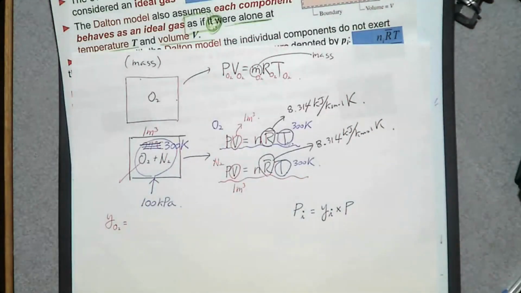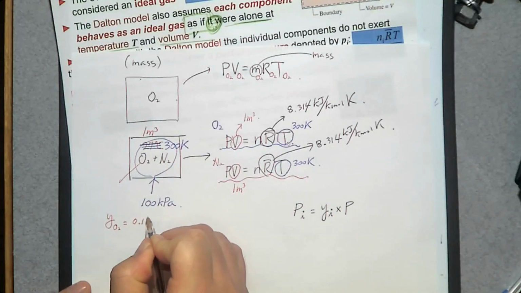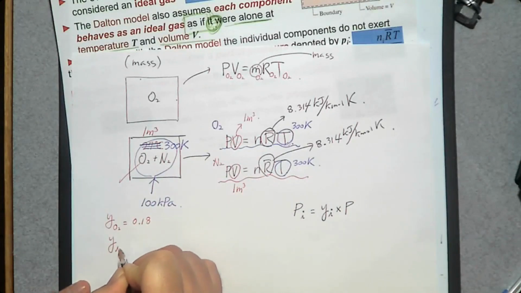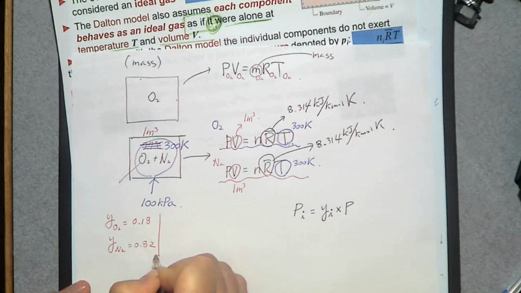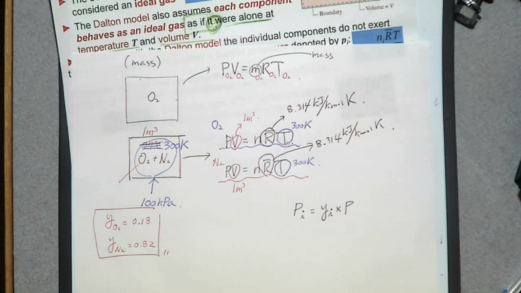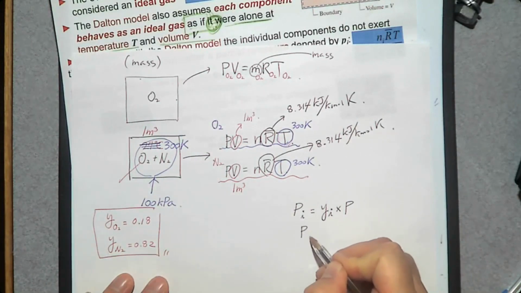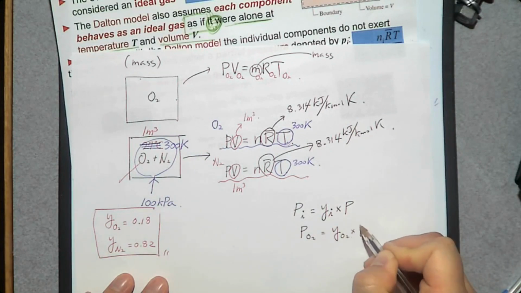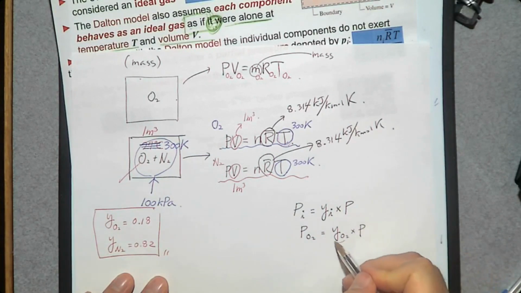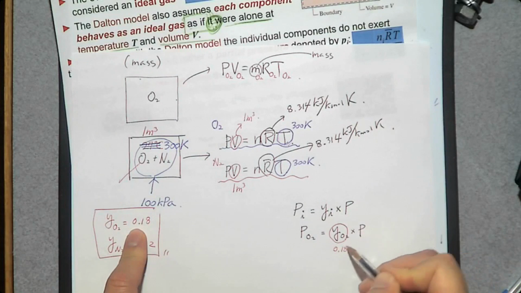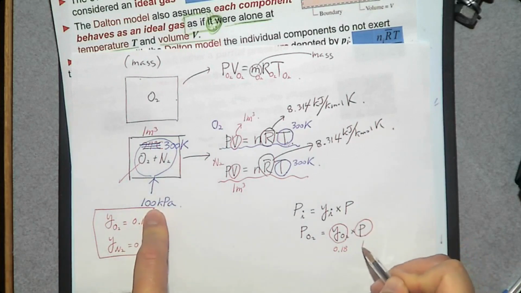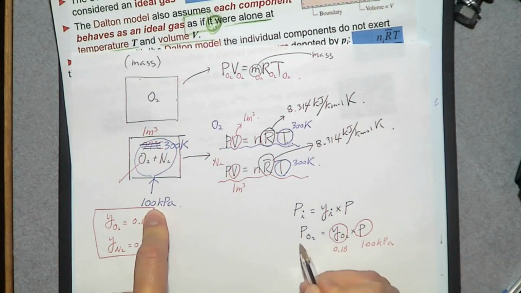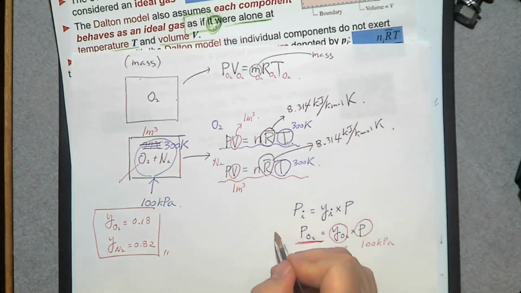So approximately 0.18 is the mole fraction of oxygen, and the mole fraction of nitrogen is 0.82. If it is the mixing ratio by mole between the mixture, then the partial pressure P of oxygen is going to be the mole fraction of oxygen times the total pressure. In this case, the mole fraction is 0.18, and the mixture pressure is 100 kilopascal. So the partial pressure of oxygen is going to be 18 kilopascal.